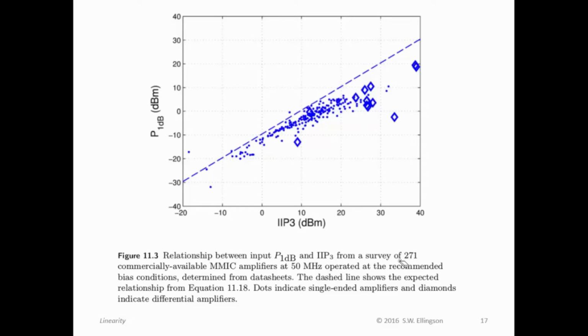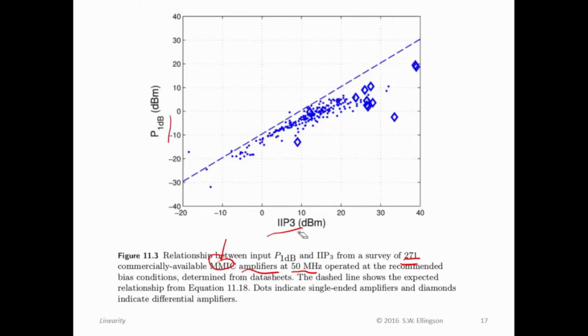Just to further drive home the point, here's a plot which shows a survey of 271 commercially available amplifiers. It says here MMICs, that's microwave monolithic integrated circuit amplifiers, but that distinction is not important here. 271 amplifiers, all evaluated at the same frequency, in this case 50 megahertz, operated at the recommended bias condition specified by the manufacturer, and then we compare the 1 dB compression point to the third order intercept point.